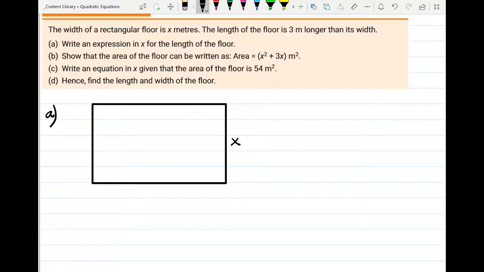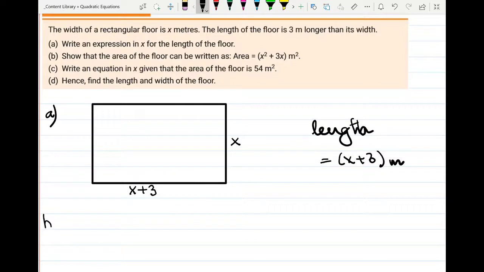The length of the floor is 3 meters longer than its width. So there's an extra 3 meters, so we need to add on 3 meters to the width. The width was x, and we're going to add on 3. So now we have the width is x, and the length is x plus 3. And that's the answer to part A.